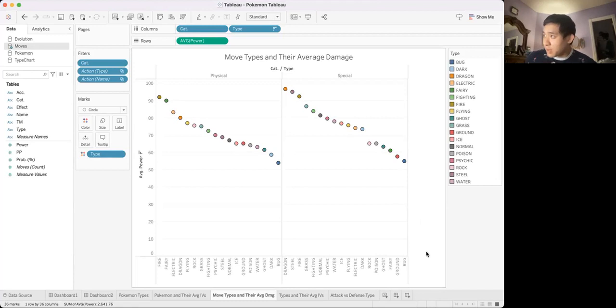In terms of average power, they're all generally pretty linear. Although it's a little bit difficult to differentiate between the different types because they're all really color coded, but that's fine. A person might prefer more special attacks versus physical attacks. That might be a thing as well.